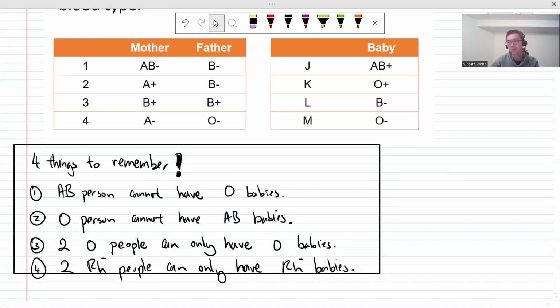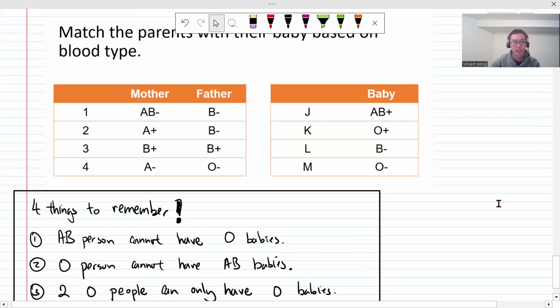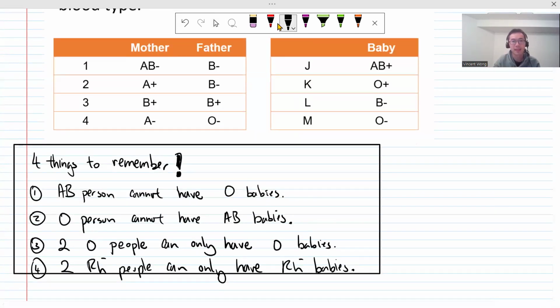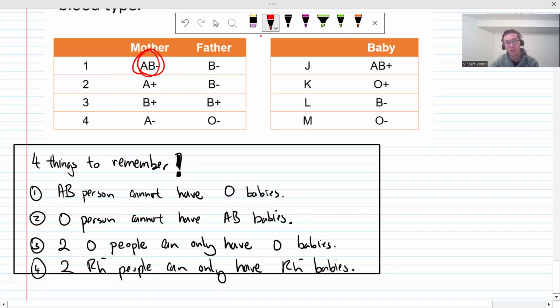Okay. So let's see how we can apply this. Let's start with the first couple. The first couple is the mother is AB. So automatically, which 2 babies can we reject?